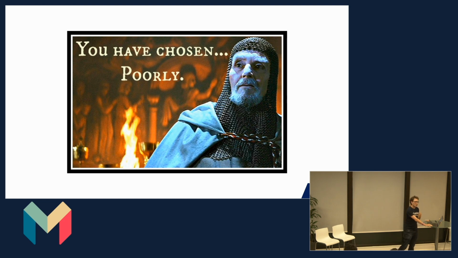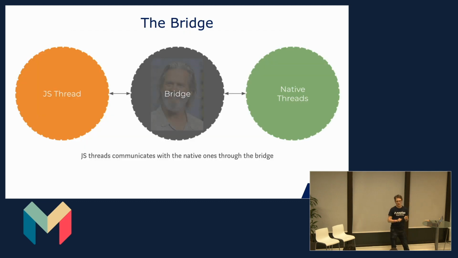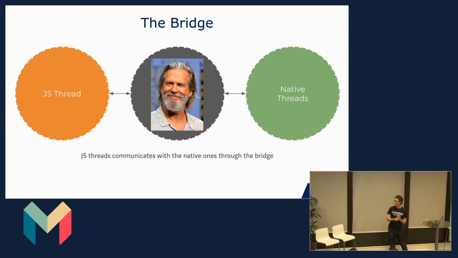So I'm going to talk about why that happens briefly. For those who don't know, React Native works by having a JavaScript thread communicate with a bunch of native threads over something called the React Native Bridge. And there's Jeff Bridges there to help show me how that works. Now, if you imagine this bridge, you can send commands down it and you get information back up it.